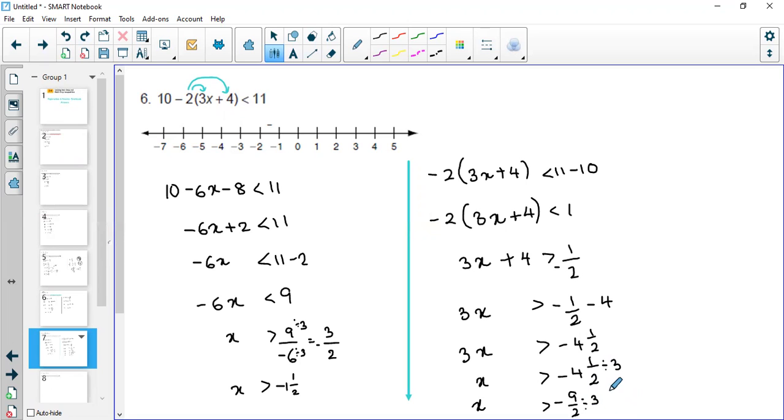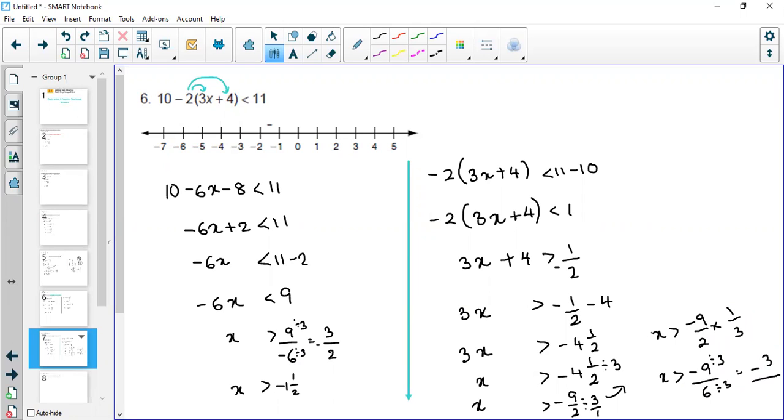Again, I know this is a bit lengthier way, but I want you to learn new methods of solving it, that's all. So we will be doing KCF: keep it, change it, and flip it, because here there is no number, which means it's going to be a 1. So this is also going to be x is greater than -9 over 6. Again, you will divide this by 3. Now if you see, you got the same answer. A bit lengthier, but it's an option.